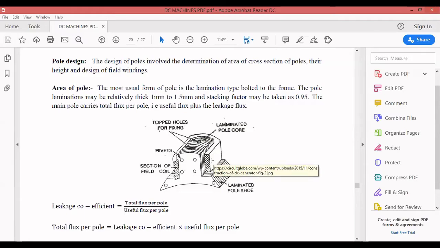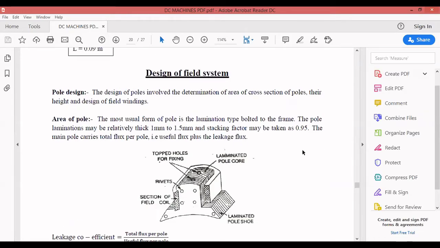There are two types of winding. There will be a shunt field winding, normally at the upper part, and at the lower part there will be a series field winding. The shunt field winding will accommodate almost 80%, and the series field winding will accommodate almost 20% of the portion. Now, pole design.